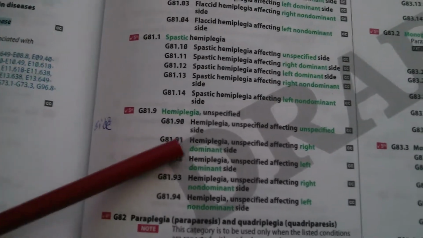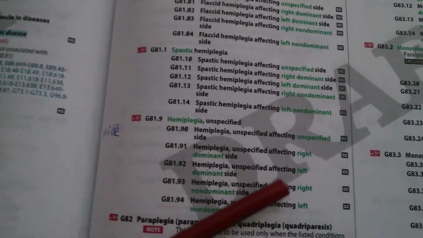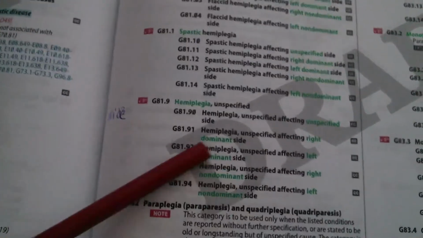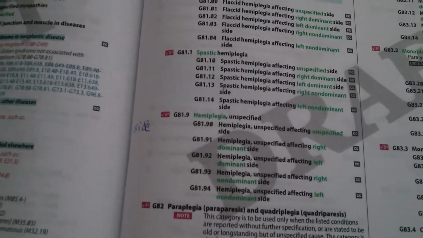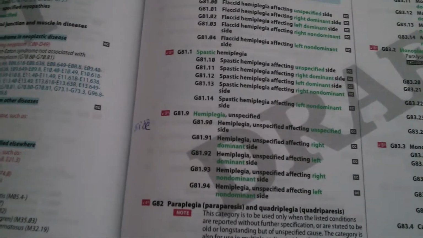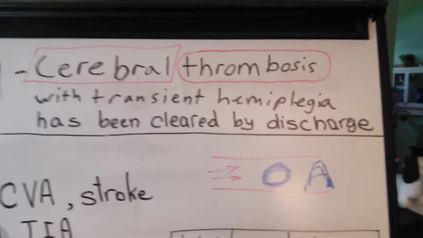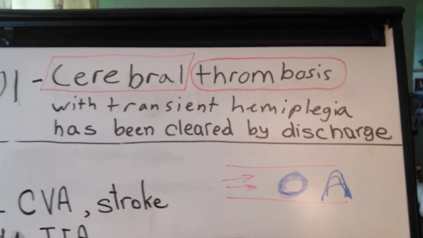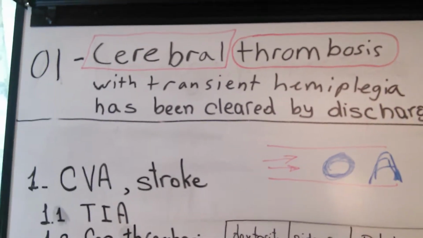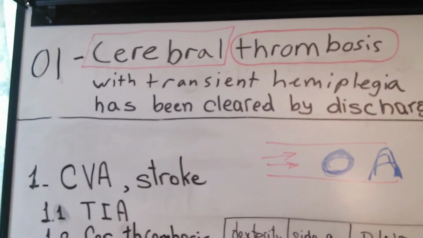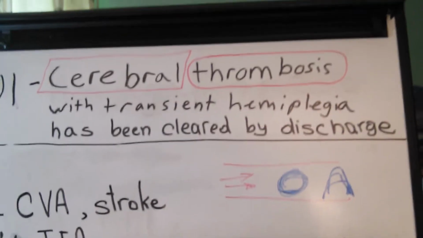G81.91, hemiplegia unspecified affecting right dominant side. Now, this is the dominant part that we have to review. It says right dominant side. Why? If we go to the problem, it doesn't tell us whether the patient is left-handed, right-handed, or ambidextrous. So it's unspecified, right? Right, it's unspecified.